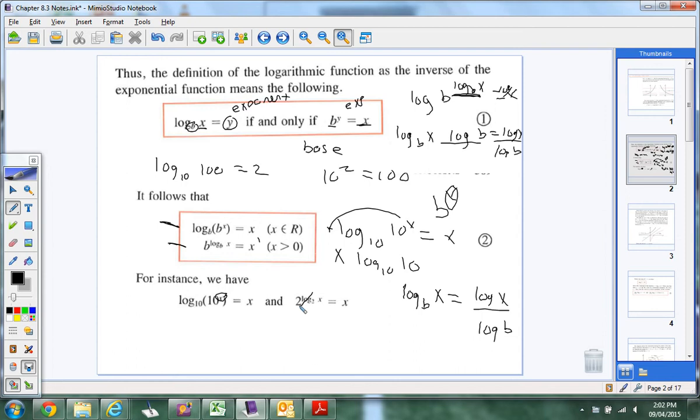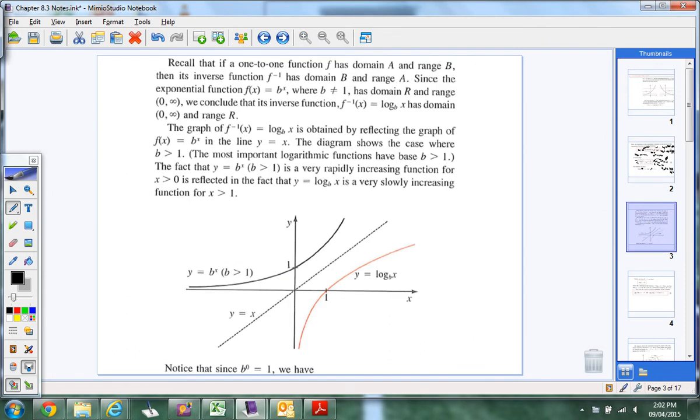Okay, a couple other things here. Recall that if we have a one-to-one function, you have the domain and a range. Here is b to the x, and this is log base b of x. You can see that they cancel each other. Things that multiply each other to get you 1 are inverses of each other, like 1/3 and 3 over 1. So here's how your b to the x grows, and this is how your log grows. The reflection line is y equals x.